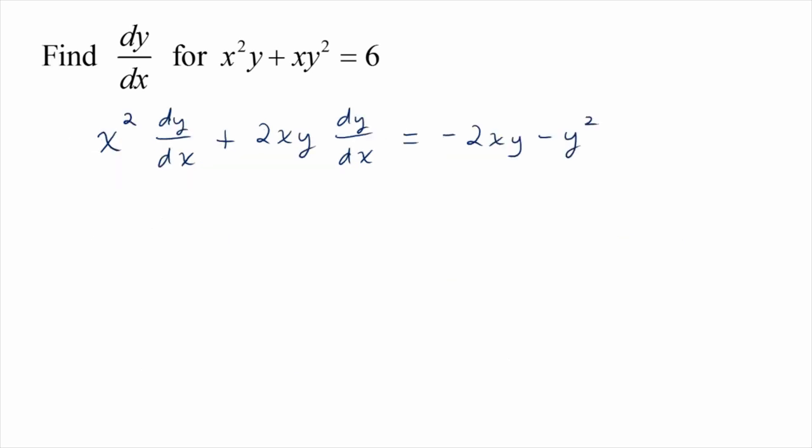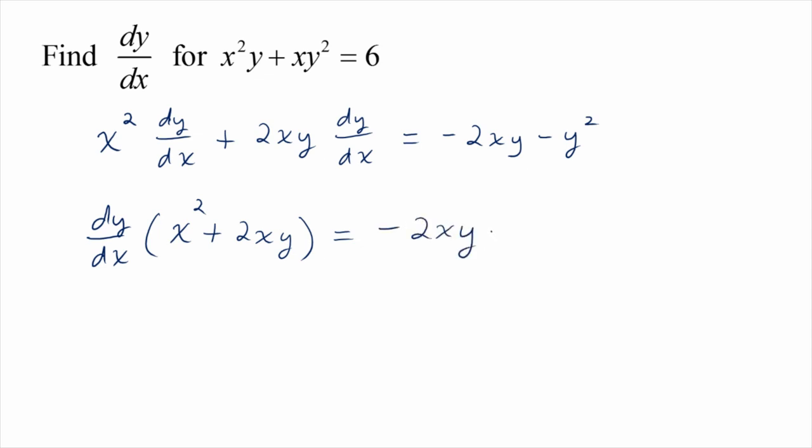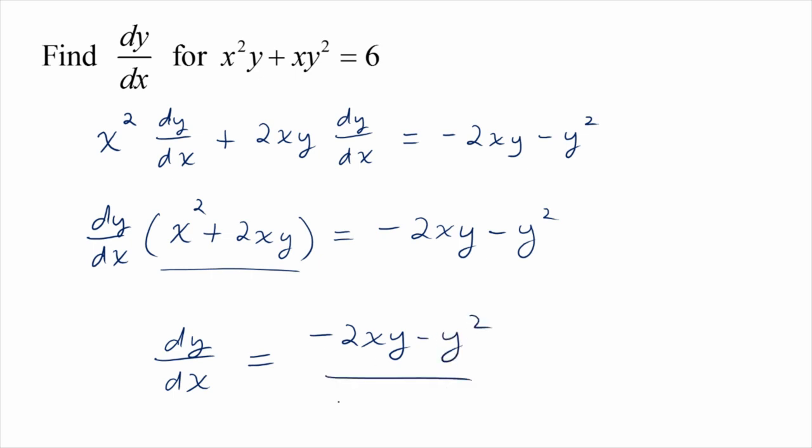On the left-hand side of the equation, we can factor out dy/dx. So factoring out dy/dx, we are left with x squared plus 2xy equals the right-hand side of the equation, negative 2xy minus y squared. And now we divide both sides by this quantity. So dy/dx equals negative 2xy minus y squared over x squared plus 2xy.